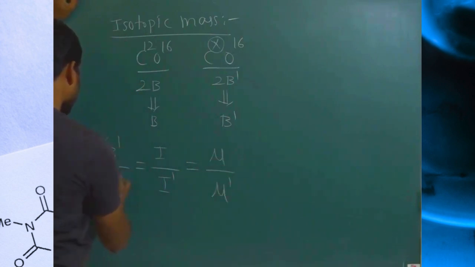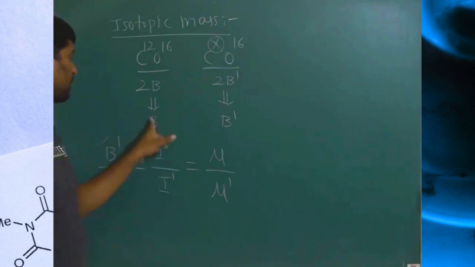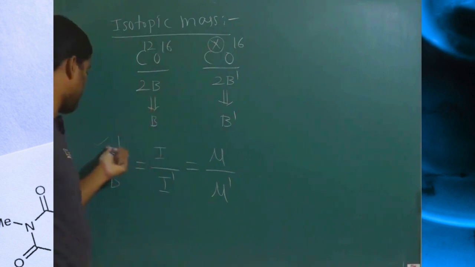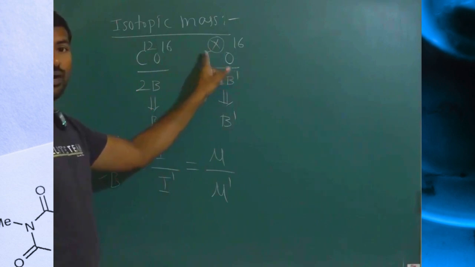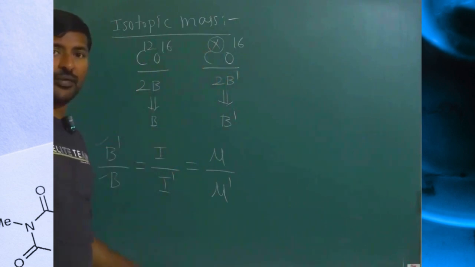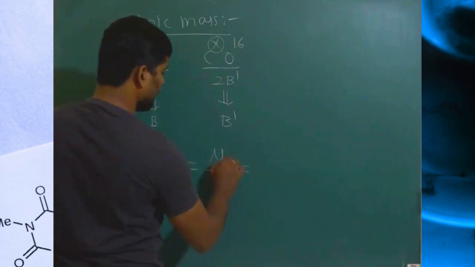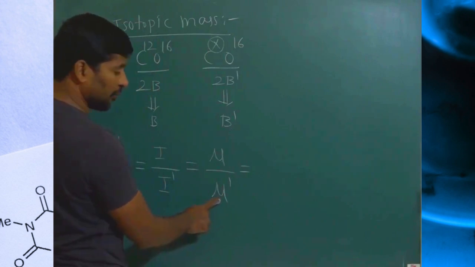B dash and B values are known to us, that we can get from rotational spectroscopy. This data may be provided to you. What is the mass of this carbon atom, the heavier isotope, that we have to calculate. So reduced mass for CO, this is for C12O16, this is for CXO16.